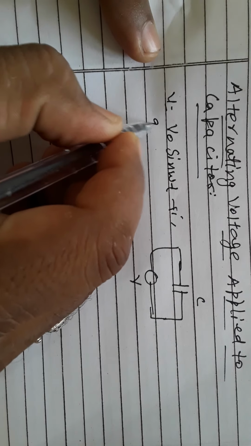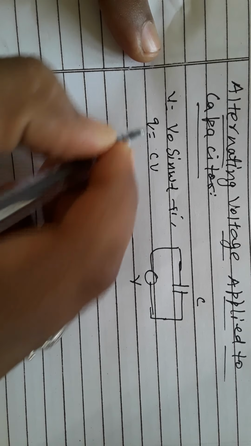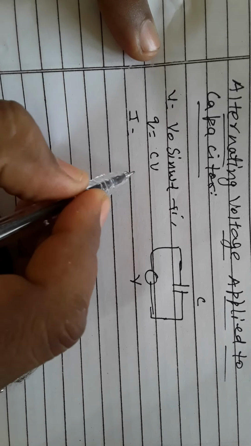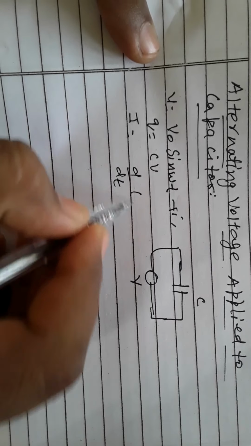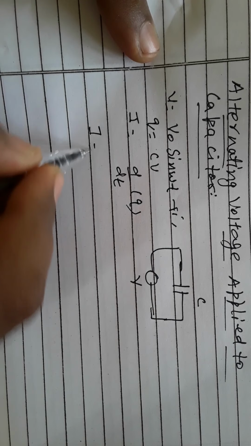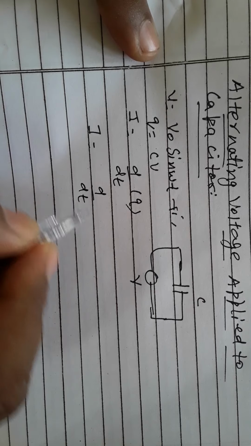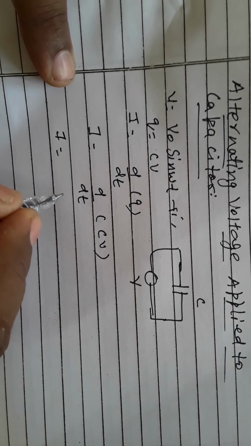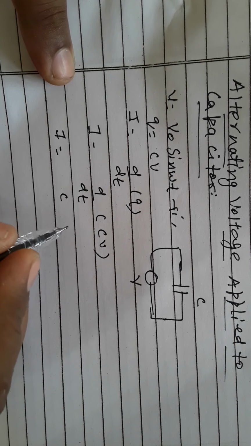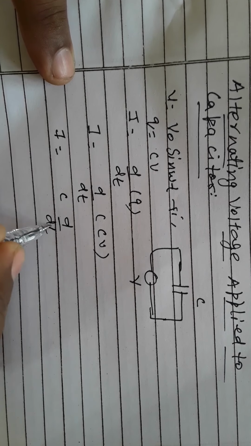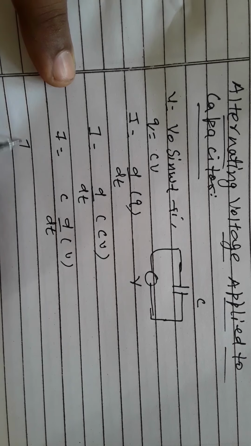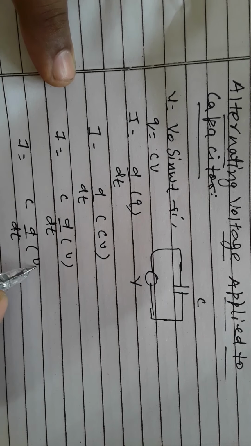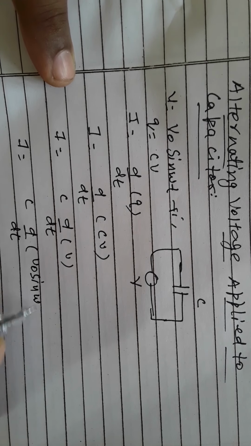In the capacitor we know Q is equal to CV, and according to the definition of current, I is equal to dQ by dt. Put the value of Q, this is C into V. I is equal to C d by dt of V. I is equal to C d by dt of, put the value of V, that is V naught sin omega t.